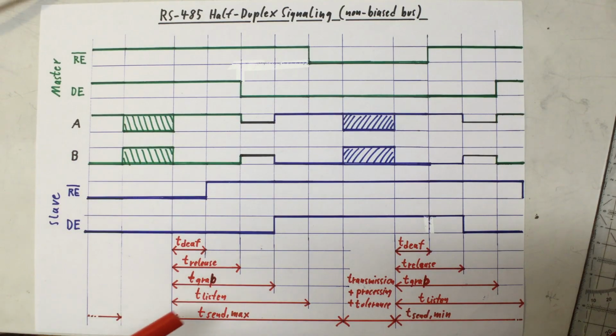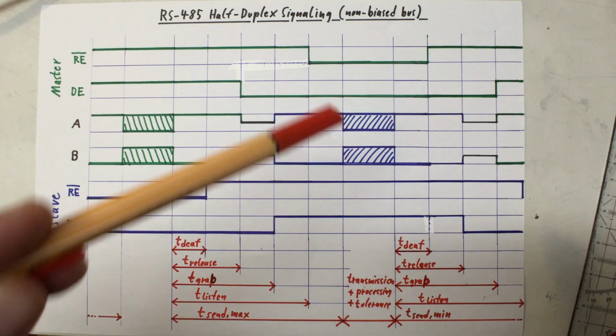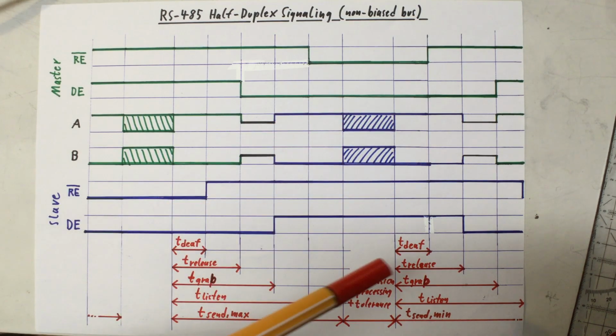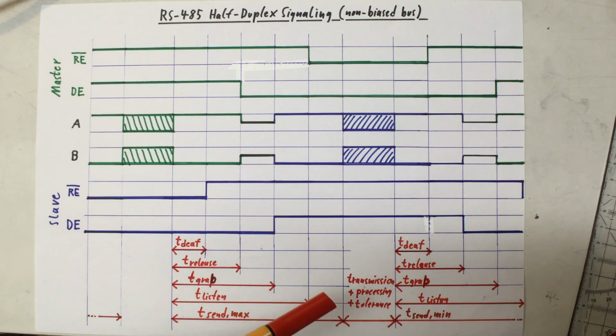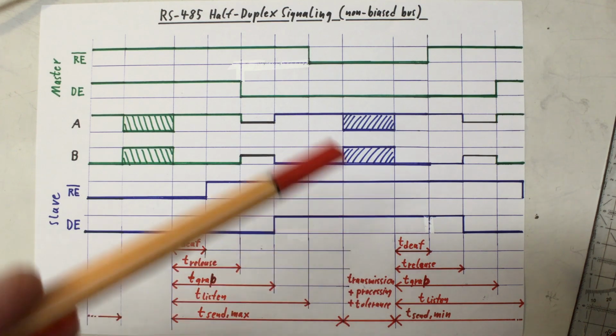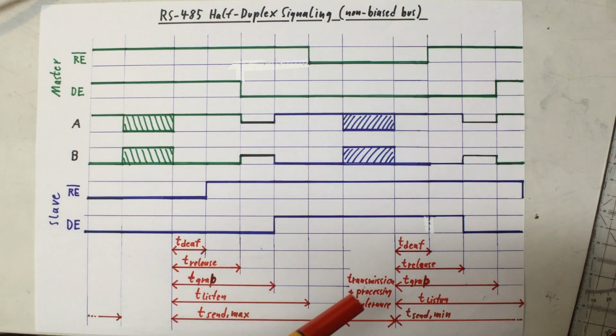Now, t-cent max is not directly our timeout. We have also to consider that the transmission takes some time, then the processing in the master takes some time, and then we can also add a little tolerance here. So we have a t-cent max plus something which depends on the processing speed and the length of the transmission.